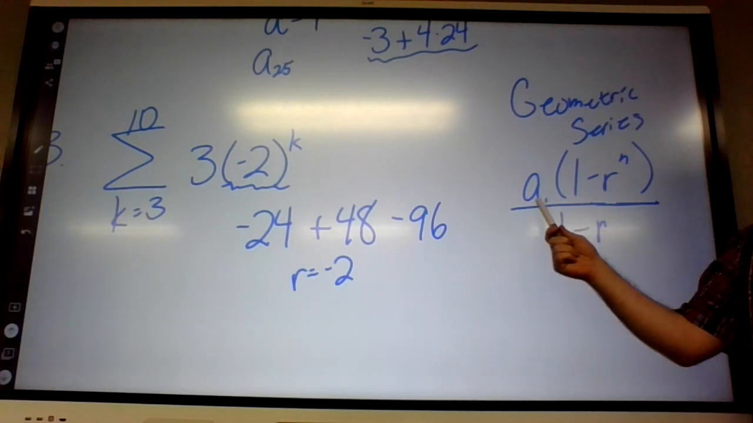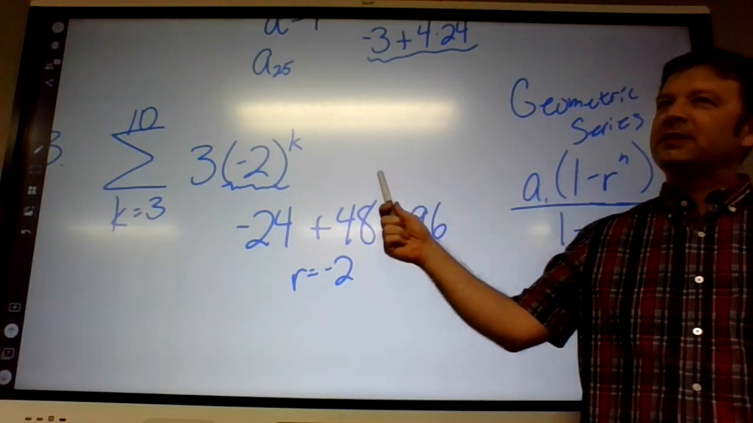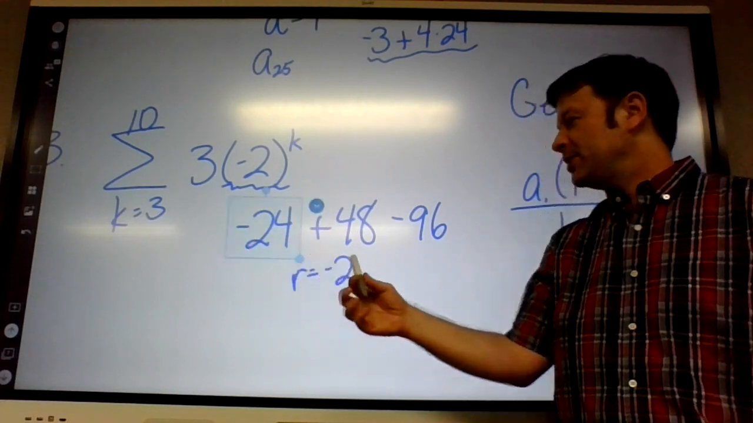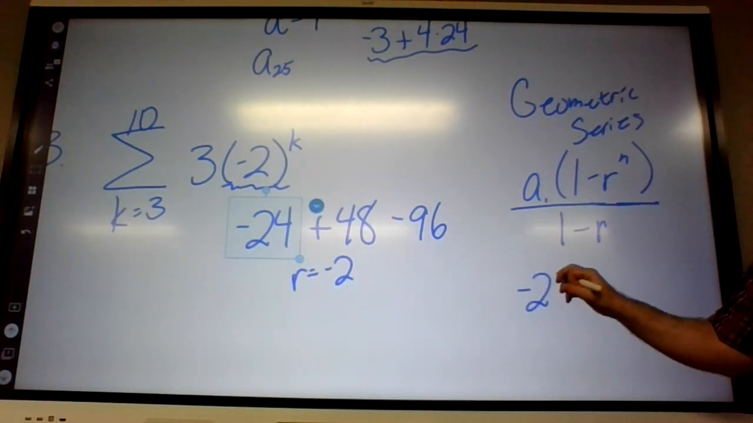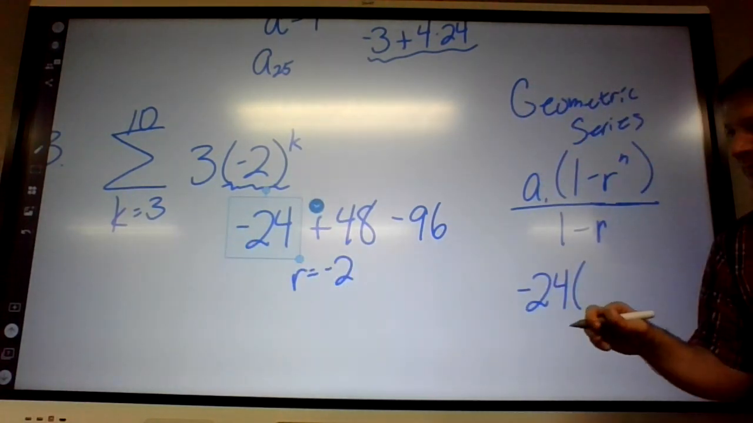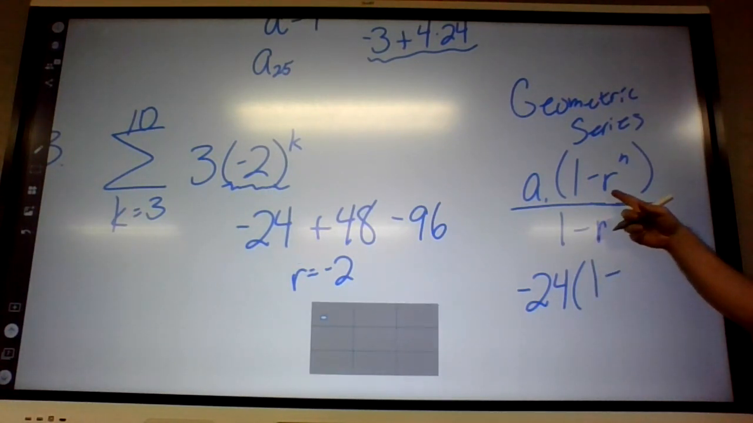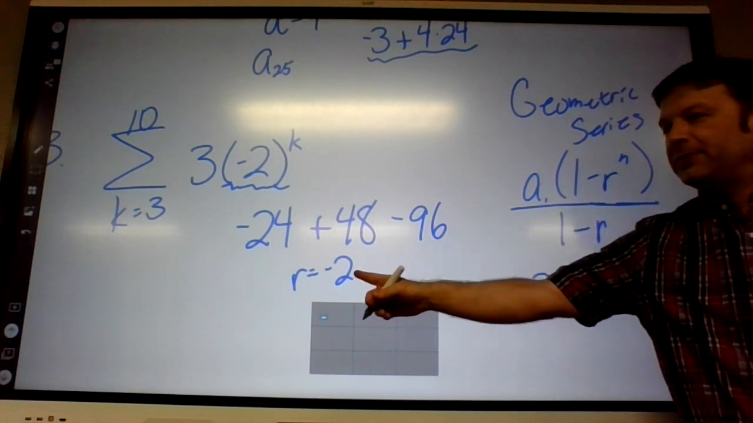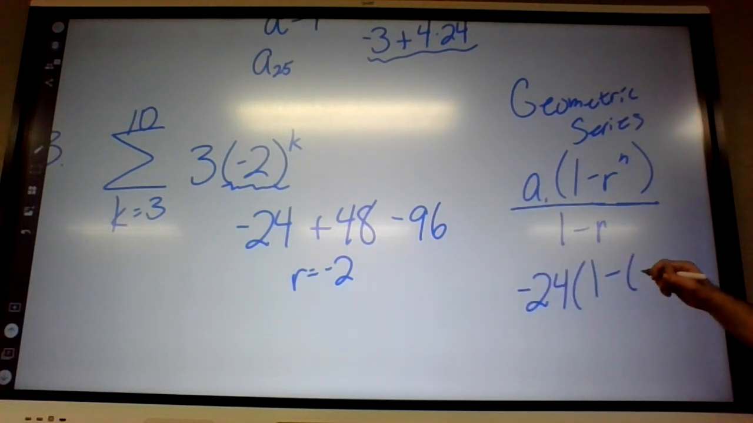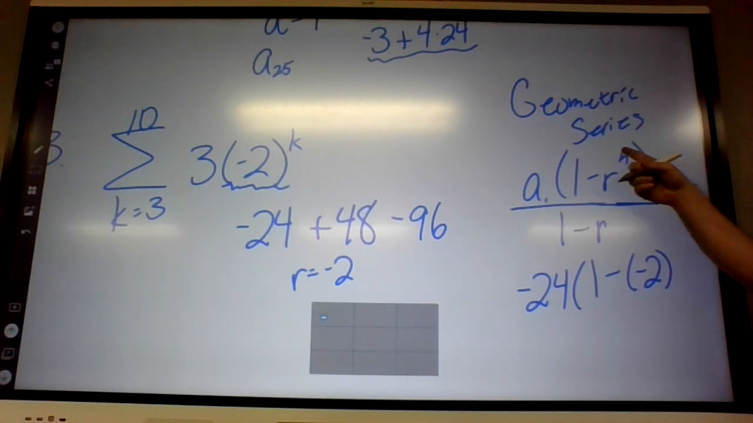Well, what is a sub 1 on this problem? I don't know. It's the first term. Negative 24. Okay. What is r on this problem? Negative 2. It's the thing that's getting multiplied over and over again. To get this one right, you're going to have to put negative 2 in parentheses, because we need to apply the exponent to all of that.